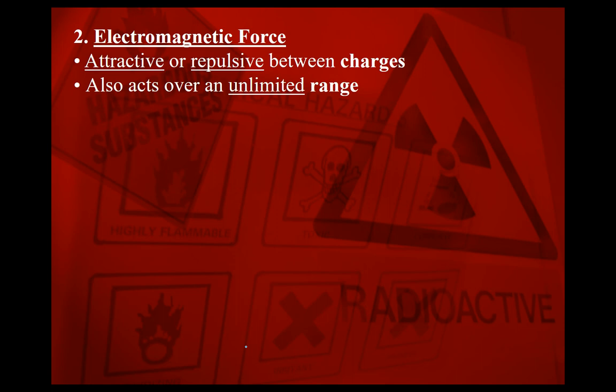Two, just like the gravitational force, it also has an unlimited range. So you can use Coulomb's law to calculate the electrostatic force or electromagnetic force. So F is kq1 q2 over r squared. And again, we have no restriction on what the range can be. Just the force gets weaker as the charged objects get further and further apart.